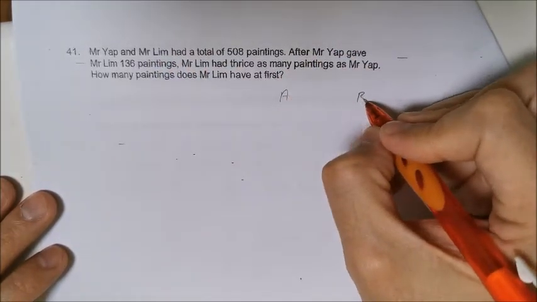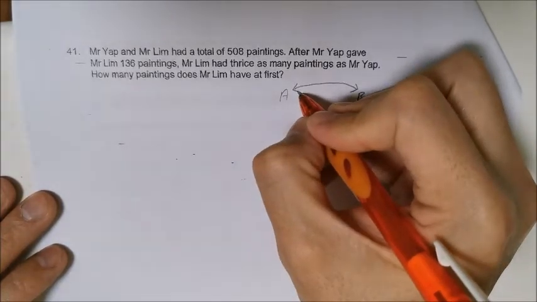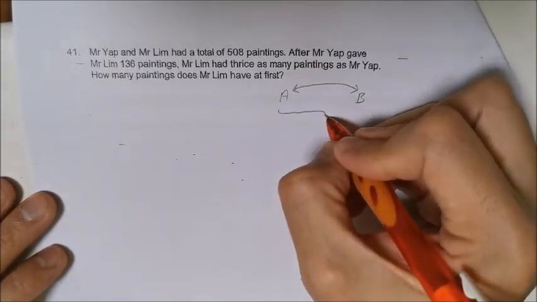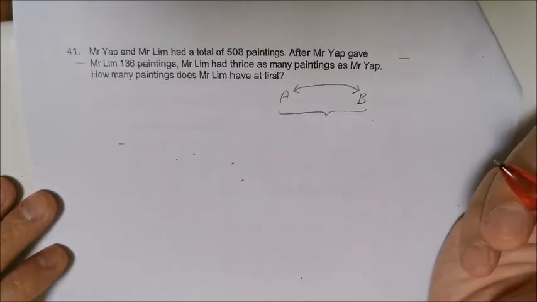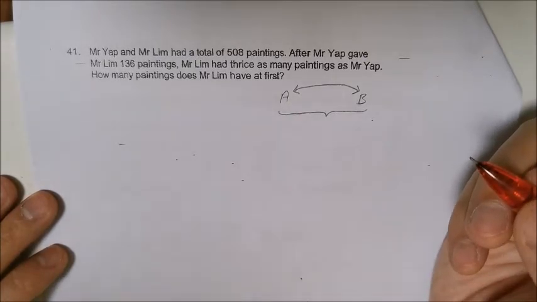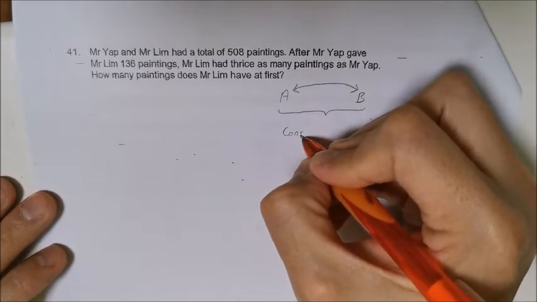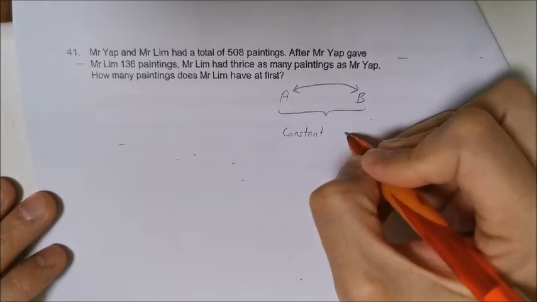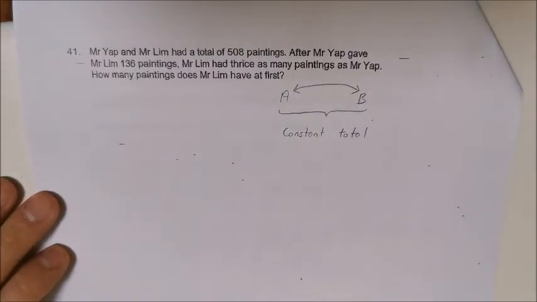Okay guys, this one is actually when I have two persons, let's say person A and person B. So when they give, either A gives to B or B gives to A, no matter how many times they give each other and how many they give, there is something that always remains constant. Do you know what it is? It has to be the total. So this is a question on constant total. Please take note.